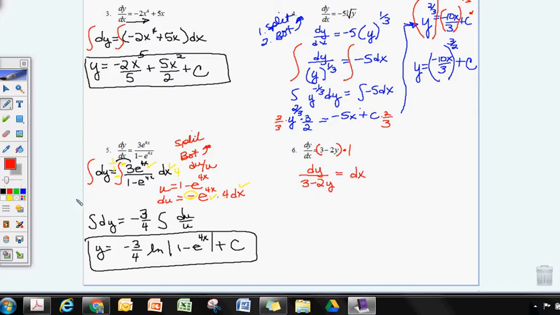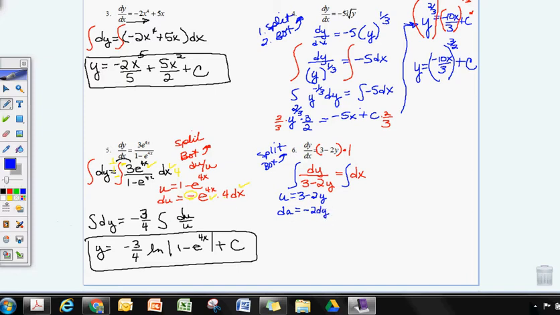So I am going to integrate this. And as I integrate this, I'm looking, oh, this is a fraction. I ask myself the questions. Can I split it? My answer is no. Can I bring the bottom to the top without any -1s? My answer is no. So what do I have to do? My u value is going to be 3 minus 2y. My du value would be a -2 dy.